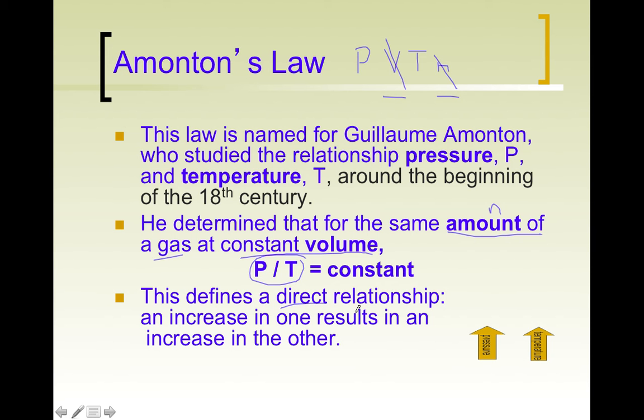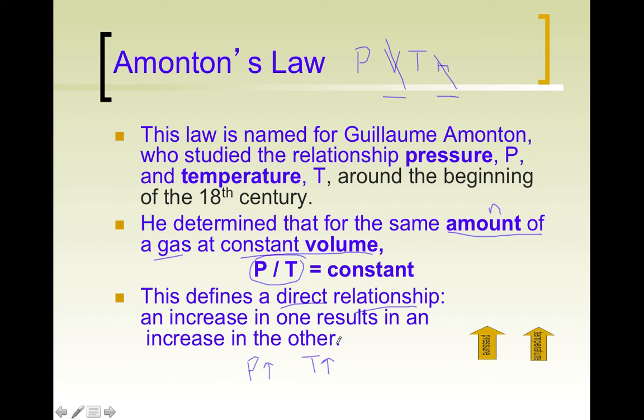It's a direct relationship, just like Charles' law was. So that means that as pressure increases, temperature would also increase, as long as you keep the volume constant. This would be like, say, you have a cylinder of helium gas that you would fill up balloons with at a store. We're going to keep the volume the same, so we're not changing the cylinder, but instead I'm going to increase the temperature.